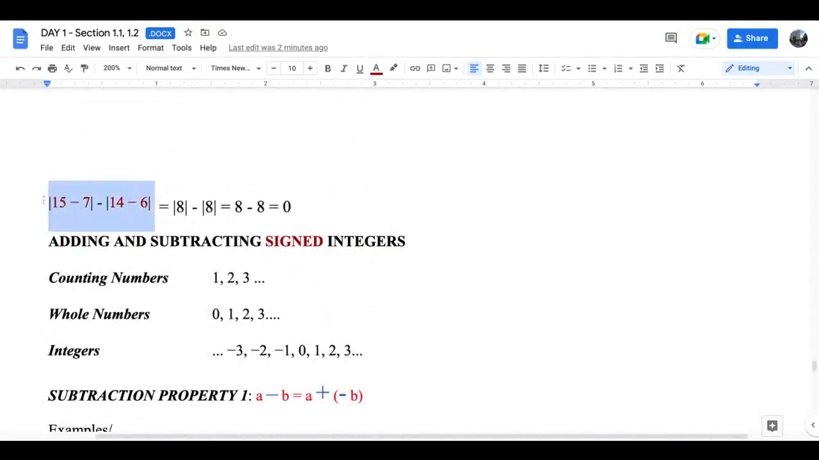Let's see this one. Inside the absolute value sign, we have 15 minus 7, that's 8. 14 minus 6, that's 8. Absolute value of 8 is 8. 8 minus 8, that's 0.